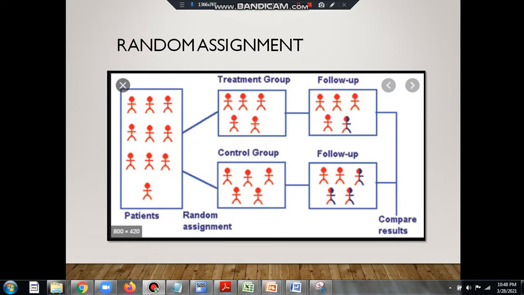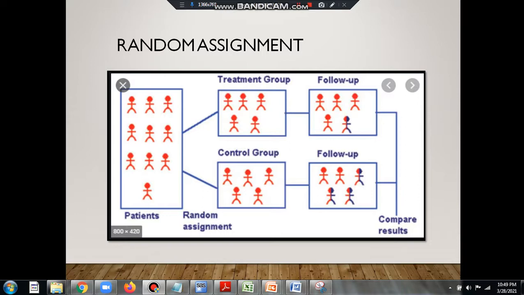In this scenario, you can see we have a couple of subjects, patients here, who are randomly assigned to a treatment group and a control group. So 5 patients are assigned to the treatment group and 5 are in the control group. They are followed up for a period of time, and again they are measured for a particular variable. For the dependent variable, they will check what the difference is.